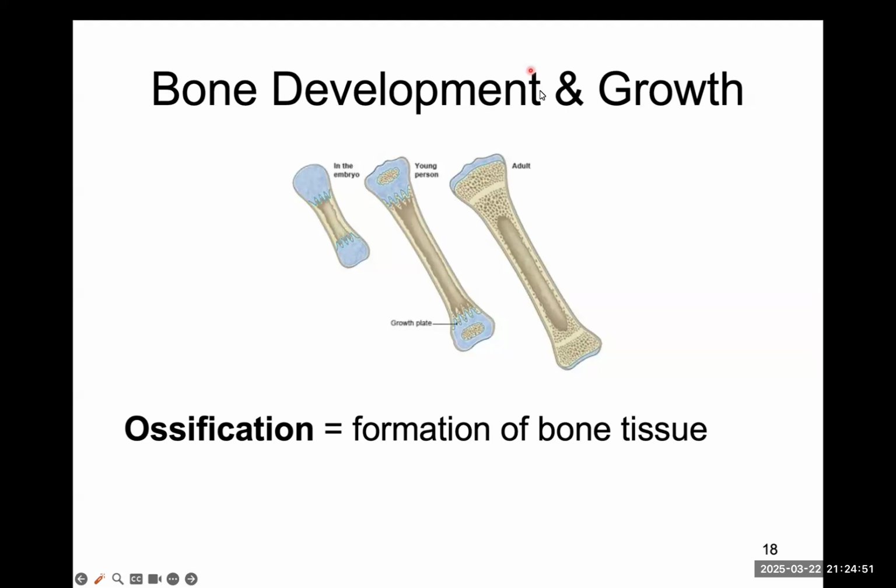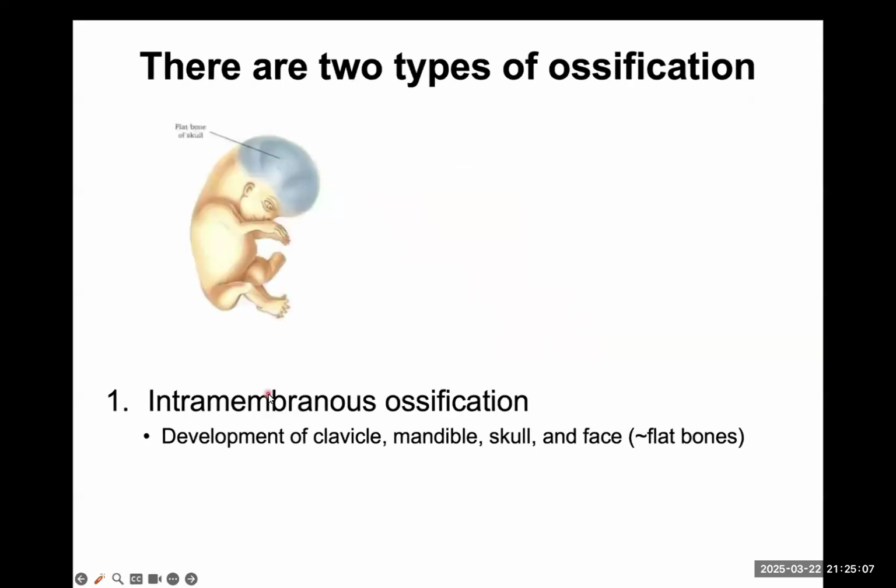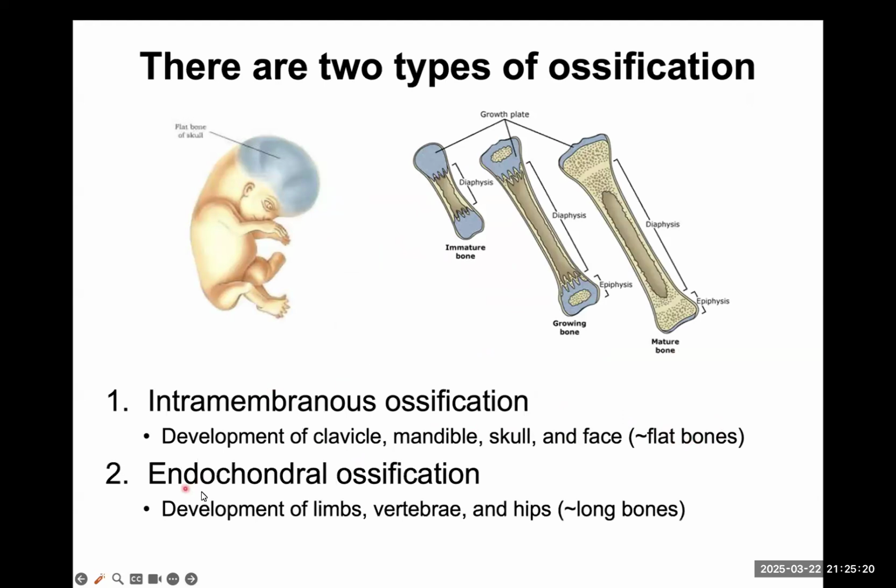This part of the lecture is talking about the process that we call ossification. The word osteo stands for bone, you already know that. So, ossification stands for creating the bone. To create the bone, there are two ways that can happen. One is called intramembranous ossification, and that's happening in certain types of bones like clavicle, mandible, skull, and face. So the bones that are flat. And then there is endochondral ossification. That is for development of limbs, vertebrae, hips, so the long bones, the ones that look like this.